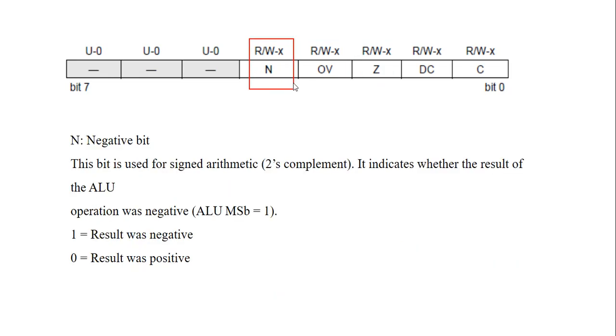Then comes the negative flag. When the subtraction answer is negative, this flag will be set. This bit is used for signed arithmetic and indicates whether the result of the ALU operation was negative, that is, the MSB is 1. If the result was negative, then 1. If the result was positive, then 0.